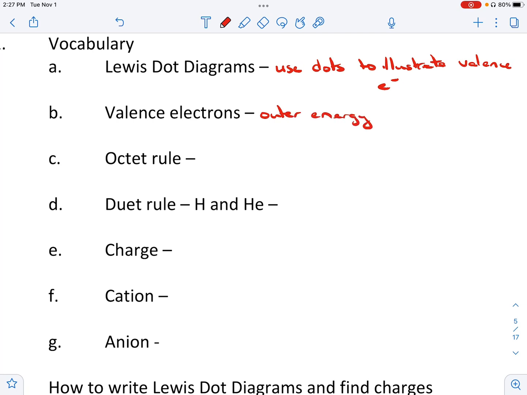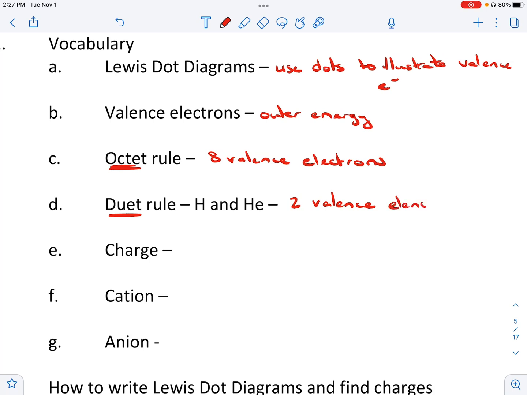Some other rules that we kind of want to get out of the way. First off, our octet rule has 8 valence electrons. The prefix oct, right, is 8. And so all elements are trying to get 8 valence electrons because then they have a full outer shell, which is going to make them happy, if you will. All right, there are 2 elements that only have a duet rule, which a duet is between 2 people. So we're talking about getting 2 valence electrons. And those 2 elements are hydrogen and helium.